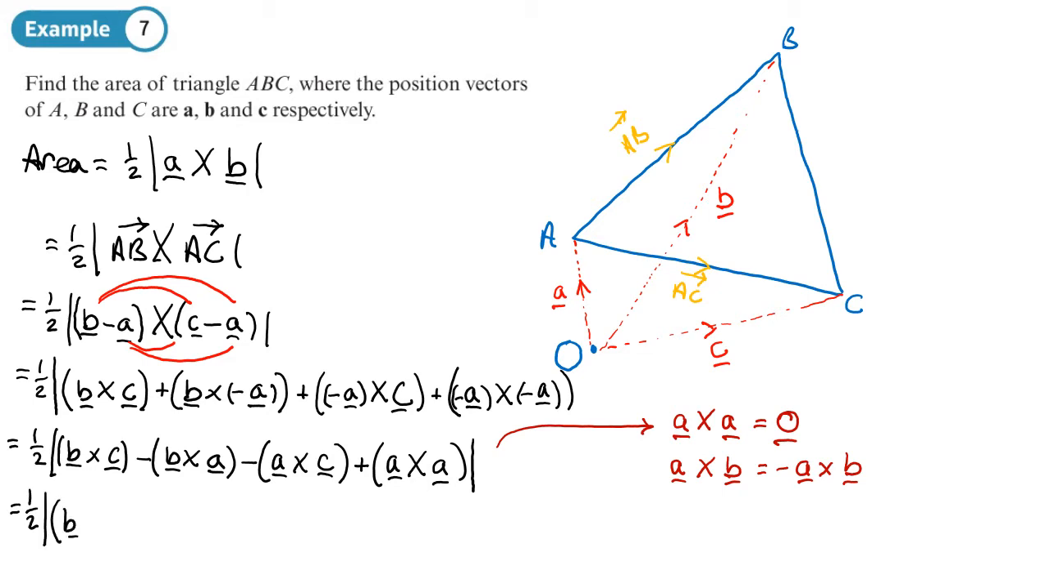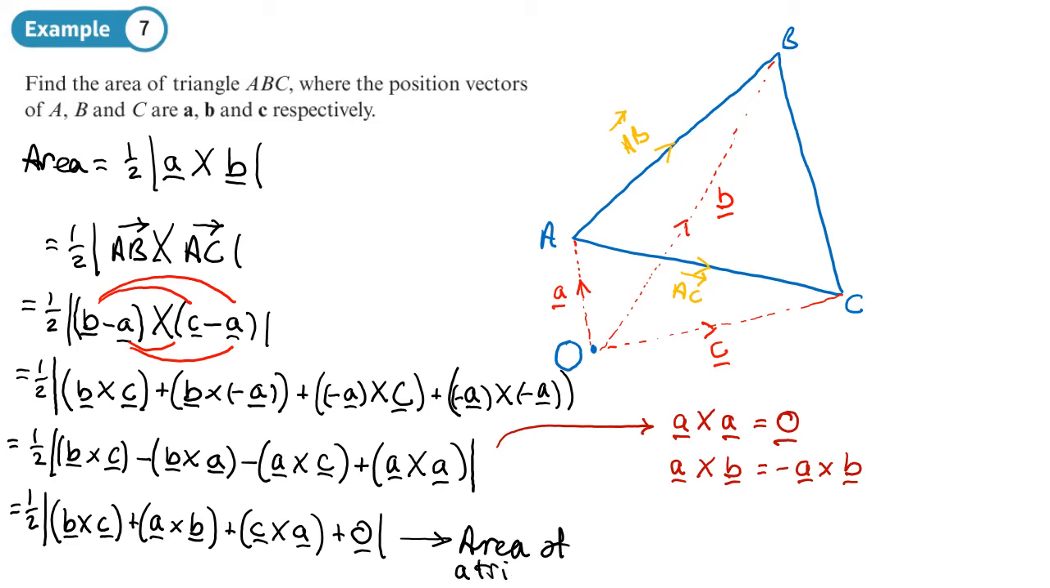Okay, so B cross C stays as it is. Now, minus B cross A is the same as plus A cross B. Minus A cross C is the same as plus C cross A. And then the A cross A, well, that's just zero, isn't it? Zero vector. Now, if I just rearrange the bits in the modulus in alphabetical order, then I can get this result.